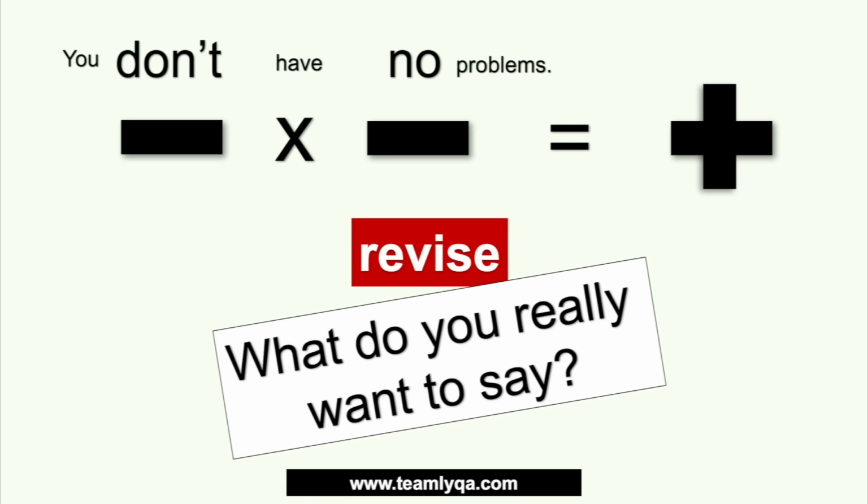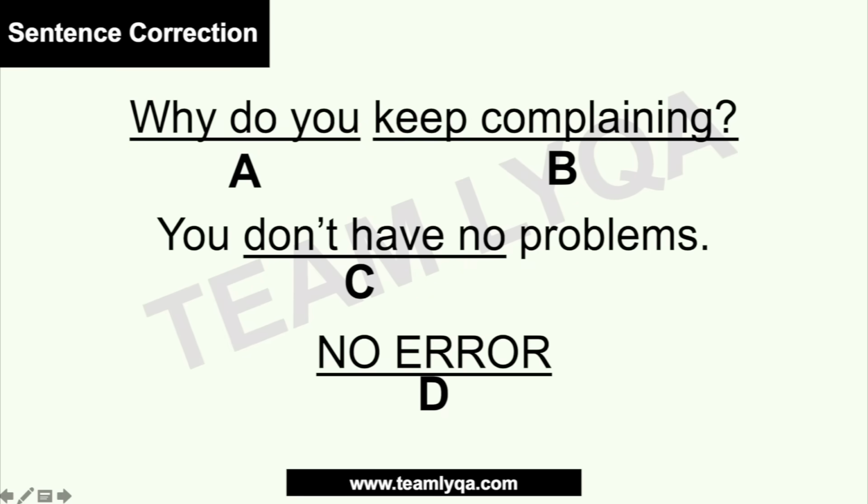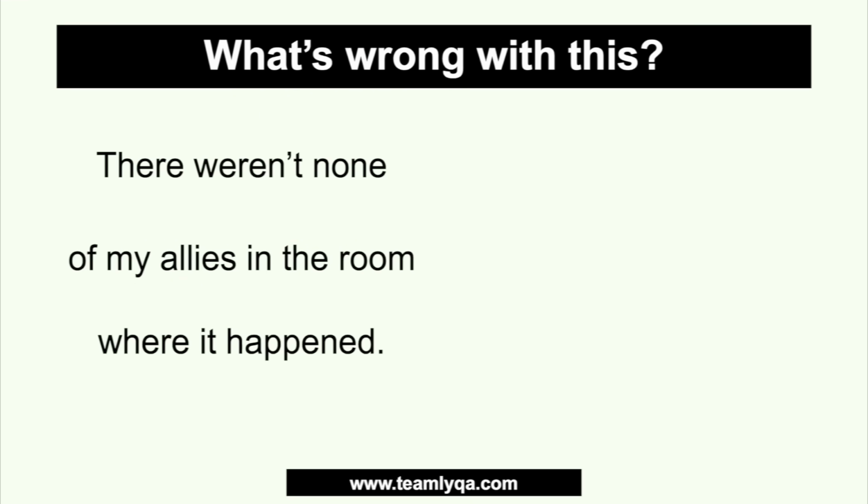So again, pagdating sa exam, nakakita kayo ng isang negative na, make sure na wala nang ibang negative dun sa sentence na yun. Now, which means itong sentence natin right here, ang error niya would be C. Dapat, like I said, you don't have any problems or you have no problems. Now, ano yung mga clues natin? Let's talk about this example.